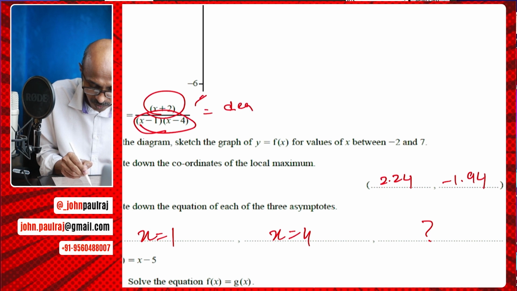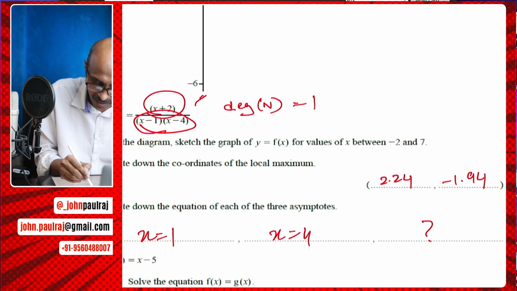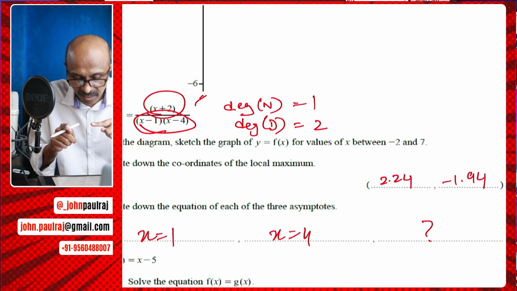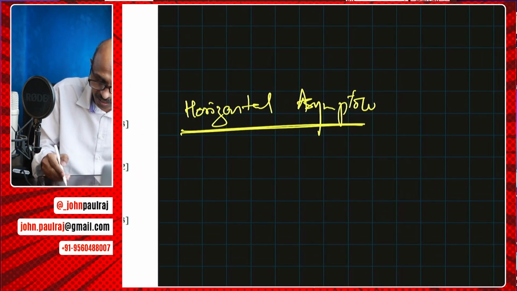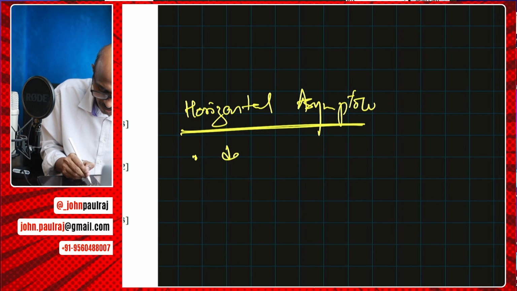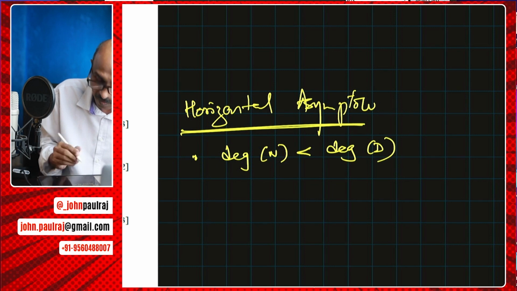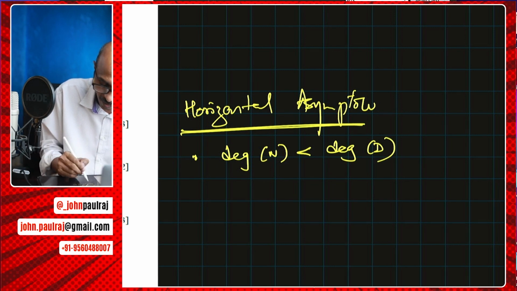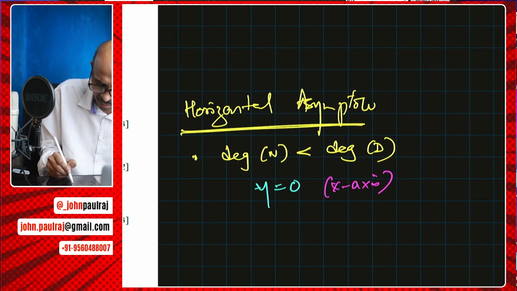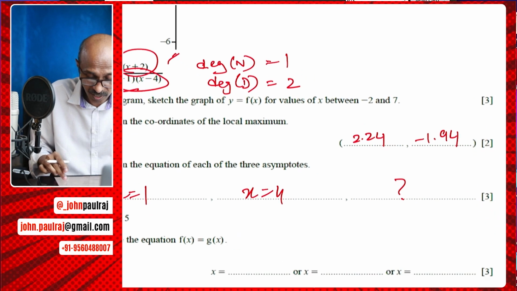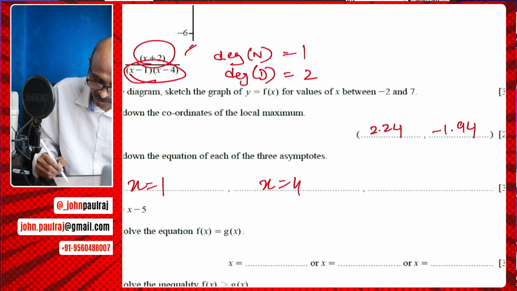So I'll write it down. Degree of numerator is 1, and the degree of the denominator is 2. When the degree of the numerator is less than the degree of the denominator, in this case your horizontal asymptote is going to be y equals 0. It's the x-axis. Just write it down. In this case, it is the same case, right? The degree of the numerator is less than the degree of the denominator. Just write it down as y equals 0, the x-axis.